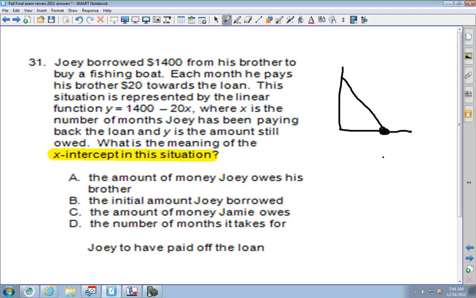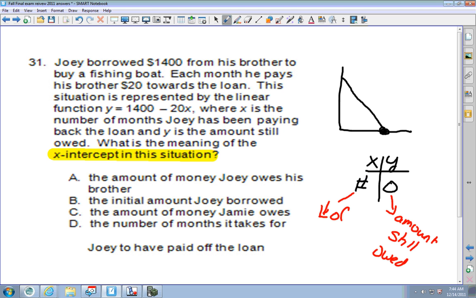This point right here, we're going to have some number in the X and 0 will be the Y. Well, Y is the amount still owed. And this is the number of months that he's been paying on it. When you get down here to the bottom and you don't owe anymore, this point is talking about the number of months it takes for Joey to have paid off the loan.